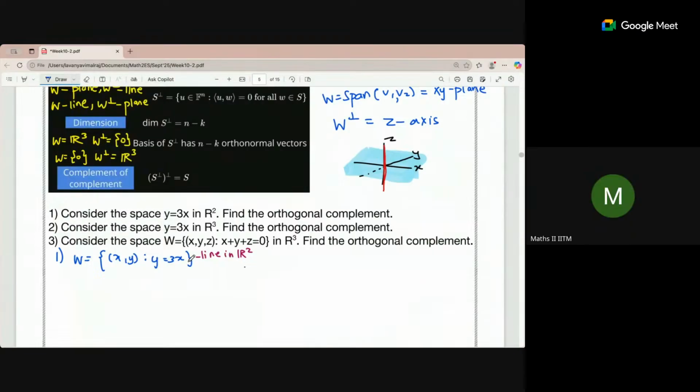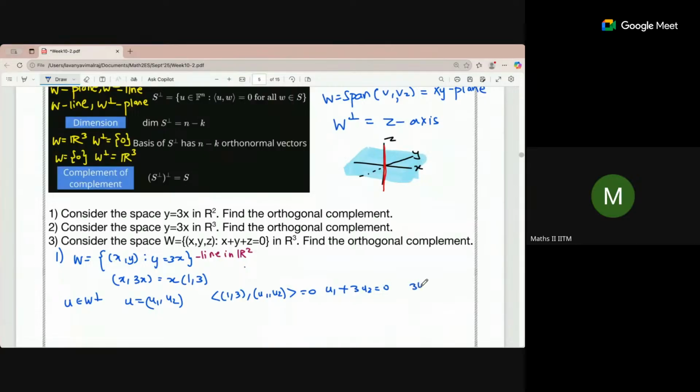Now to find the orthogonal complement, you just take one vector from W. What is one vector from W? A typical vector. So you can replace y with 3x, so it is x times (1, 3). Now let us say you have some vector u which is in W perp, and u is equal to (u1, u2). So what is the inner product of (1, 3) with (u1, u2)? You have u1 plus 3u2 is equal to 0, right?